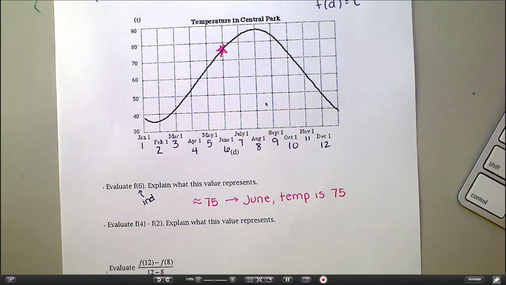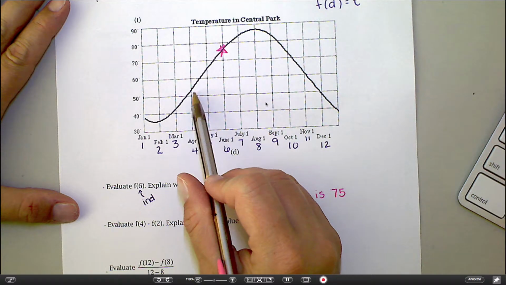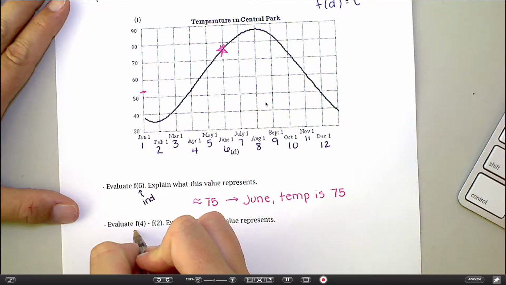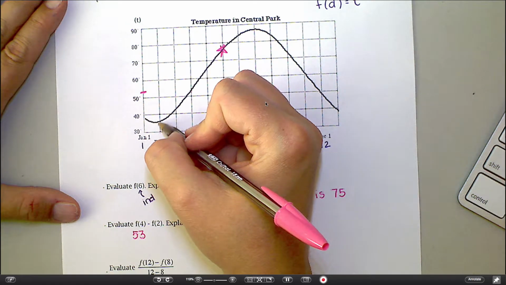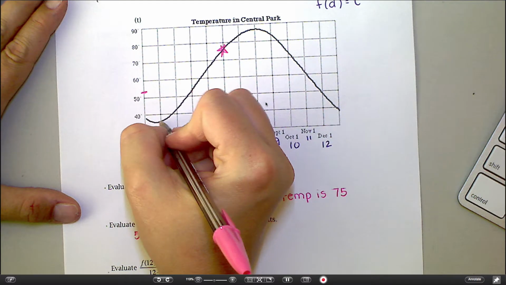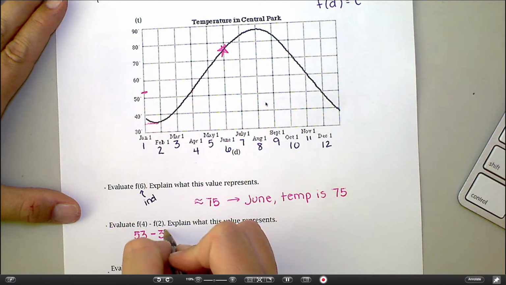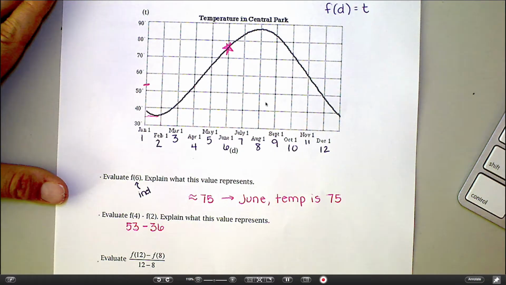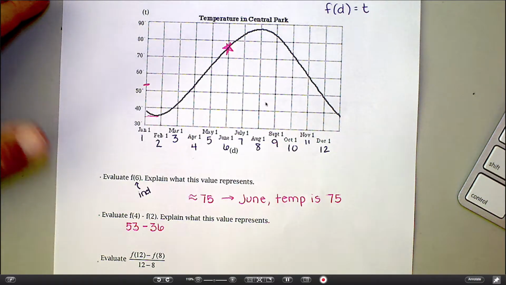Okay, so evaluate f of 4 minus f of 2. Well, f of 4, that would be here for April. So I'm going up to the graph and then reading straight across. And I don't know, what do we want to call that? Maybe 53? Okay, again, if we disagree, that's okay. f of 2 would be here, and it looks like we had a little temperature dip there, and that would be maybe 35 or 36. I think I'll go 36. And then remember that sign in the middle really is a subtraction sign. Some people get really thrown by that, but I'm really just doing 53 minus 36, and that comes out to be 17.